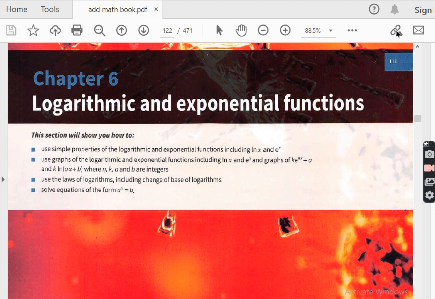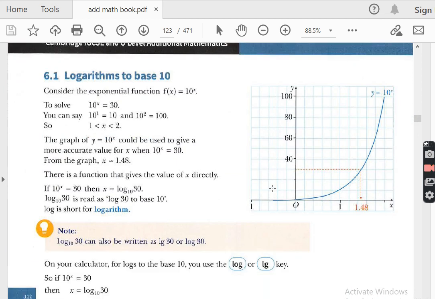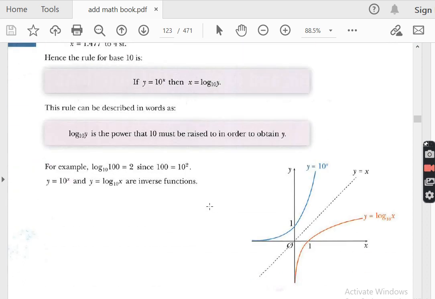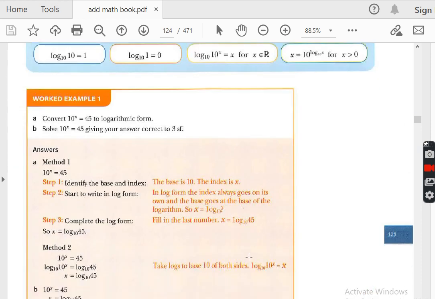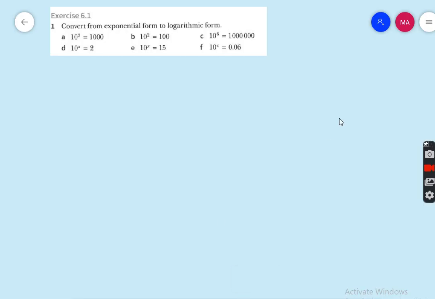The first exercise is exercise 6.1, and the topic of this exercise 6.1 is logarithm to base 10. How to convert the given exponent to base 10? Very easy. I want to start exercise 6.1 directly, but before I start, just see this line. If y is equals to 10 to the power x, then you can say x is equals to log with base 10 y. What does it mean? See question number 1 of exercise 6.1. Let's start.